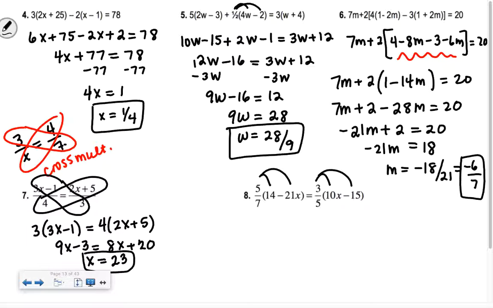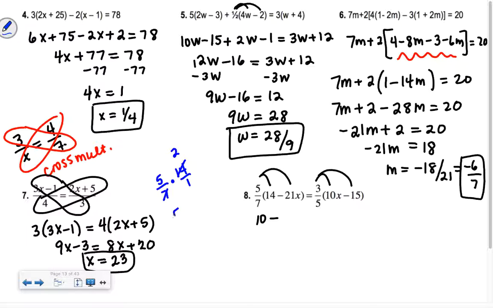When I do 5 over 7 times 14, I recommend writing it to the side if you need to. It's 14 over 1. We know that the 7 and the 14 reduce, so we get 5 times 2, which is 10. If you need to write it off to the side, you can. Some of you are going to be able to do it in your head, which is totally fine.